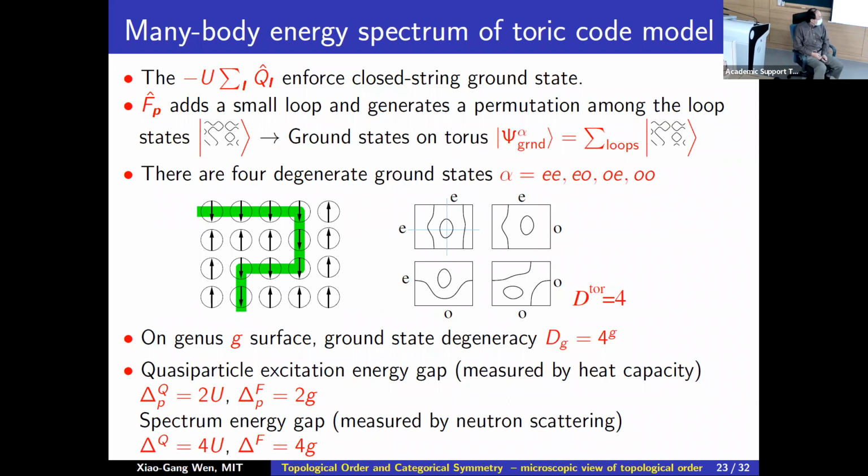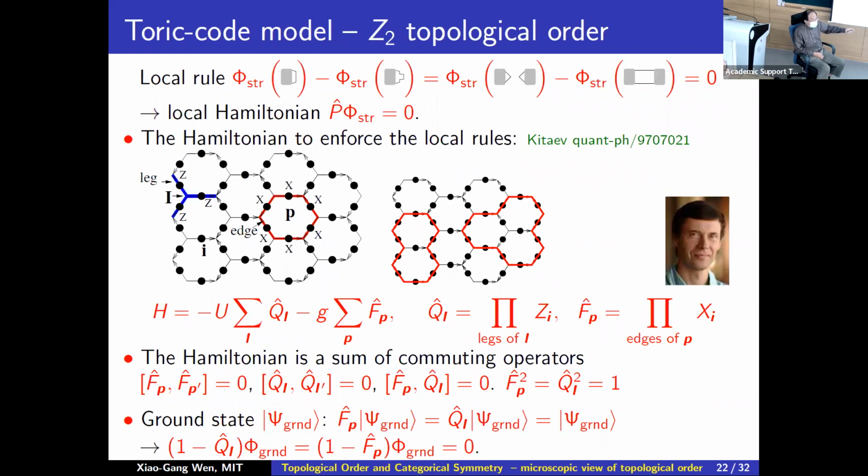I'm sorry, is G a coupling? Yeah, G is just this coefficient, the G and the U. So the Hamiltonian has these two terms.